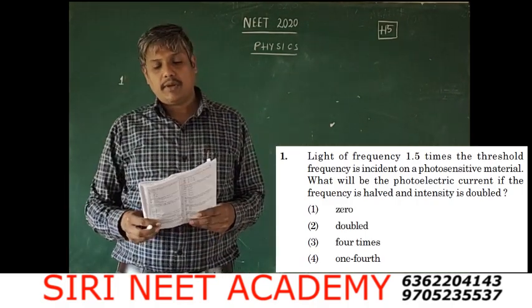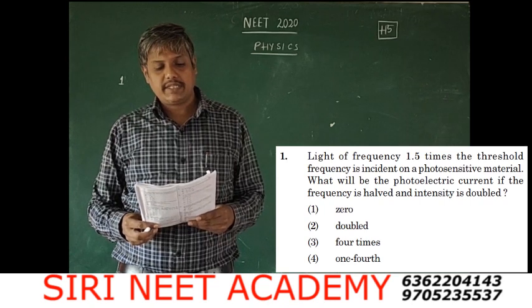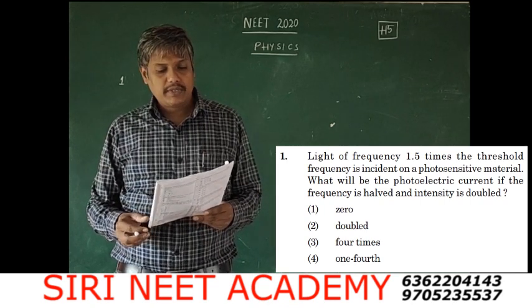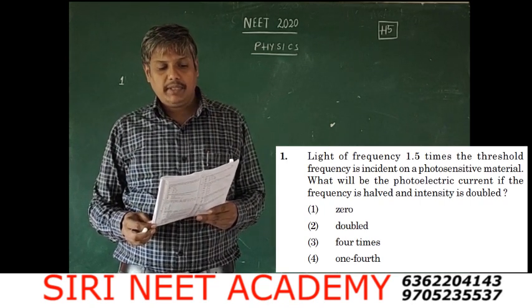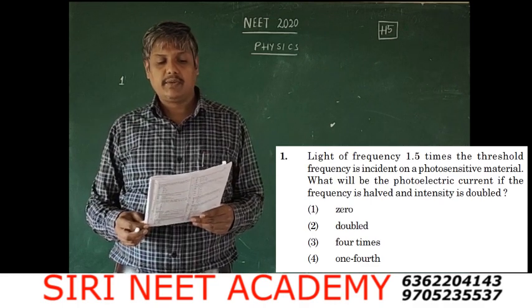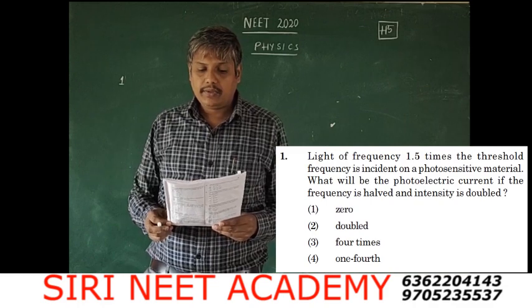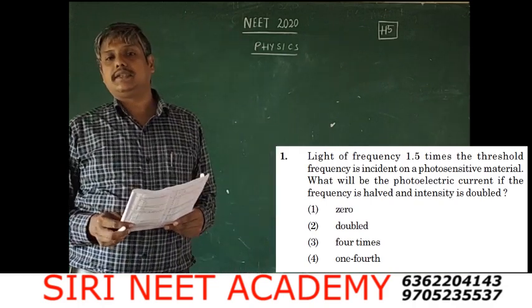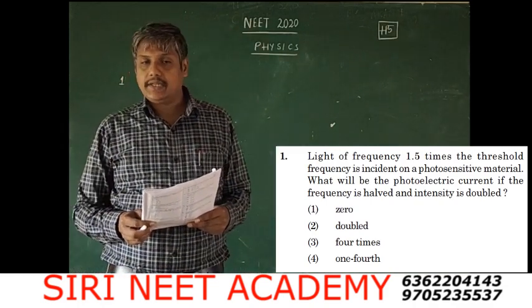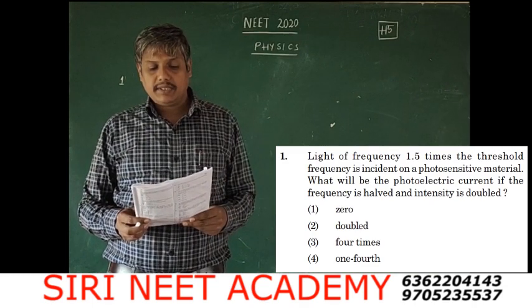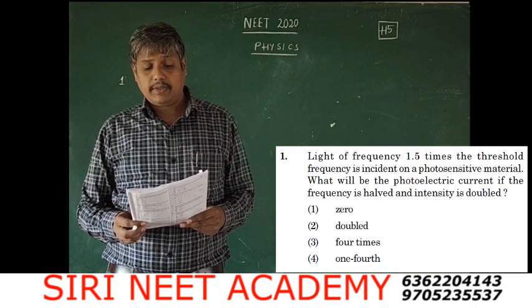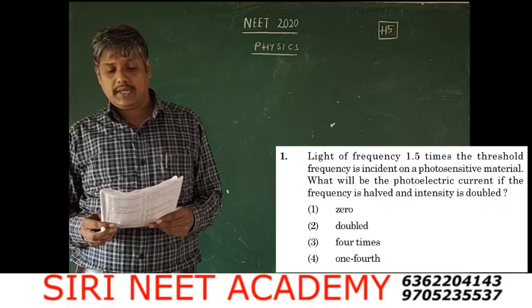Light of frequency 1.5 times the threshold frequency is incident on a photosensitive material. What will be the photoelectric current if the frequency is half and the intensity is double? So we know that the photoelectric current does not depend on the intensity. There is no effect. So what is the effect of frequency on the photoelectric current?